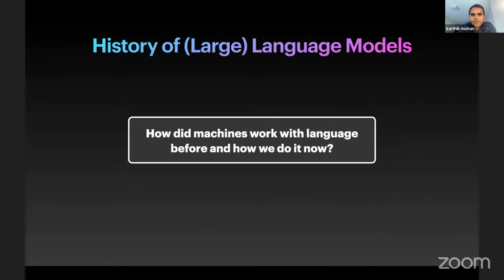So let's look at a history of language models and large language models. How did machines work with language before, and how do we do it now? This is an evolution over the past 20 years, maybe even 30 years. Actually, the 1990s is when some of the earlier models started coming in. In the 2000s and 2010s, deep learning started making entry into natural language processing. And in 2017 is when the transformer paper came out. And now it's all transformers in natural language processing.